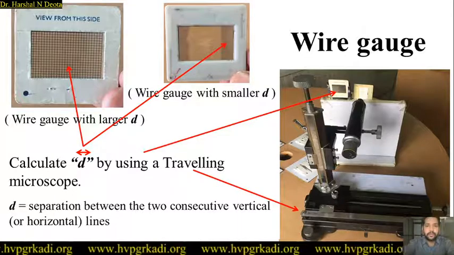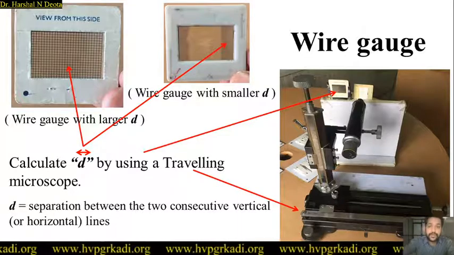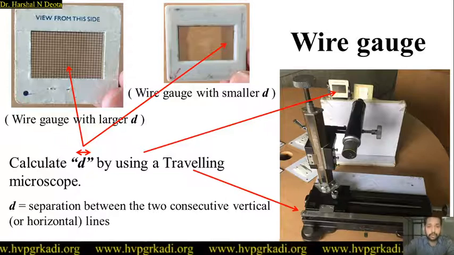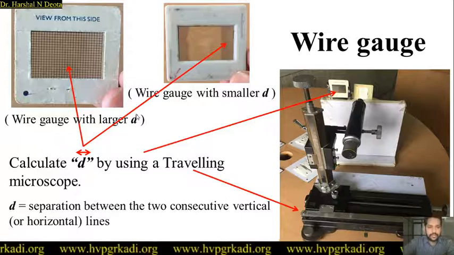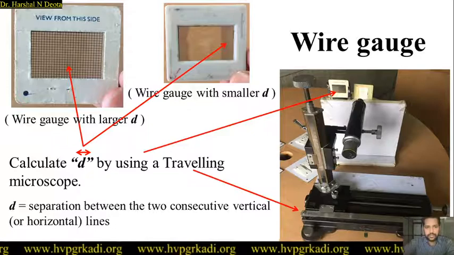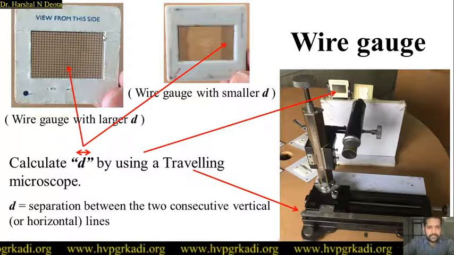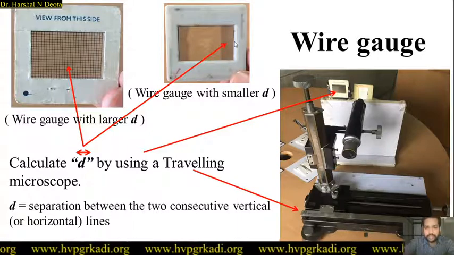Next important thing, because of which the actual diffraction is more effective, is the wire gauge. See friends, wire gauge is shown in these two figures. There are two different kinds of wire gauge here. One is having big squares, other is having very minute squares.